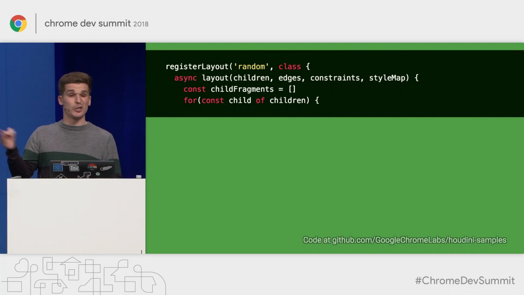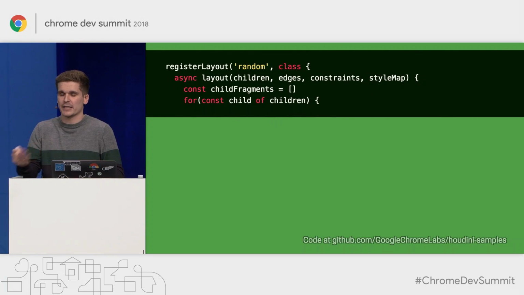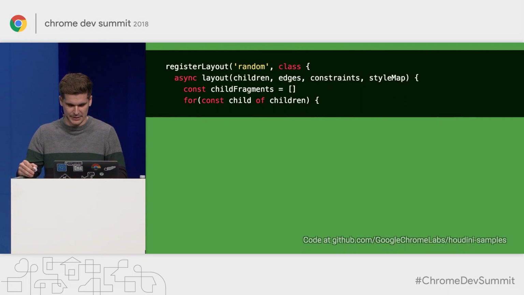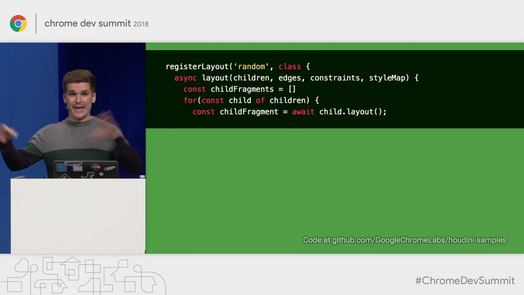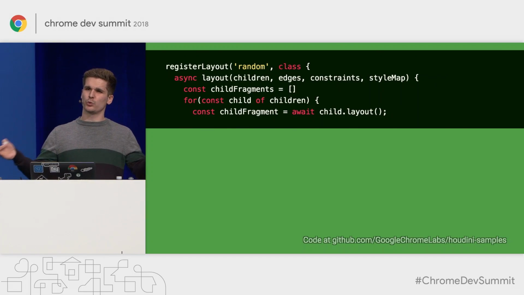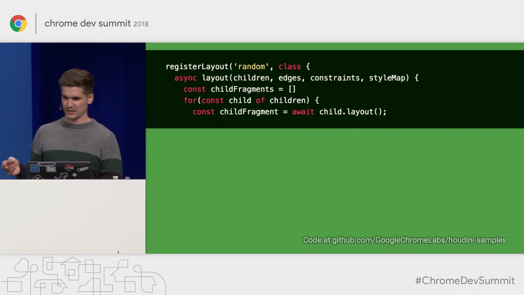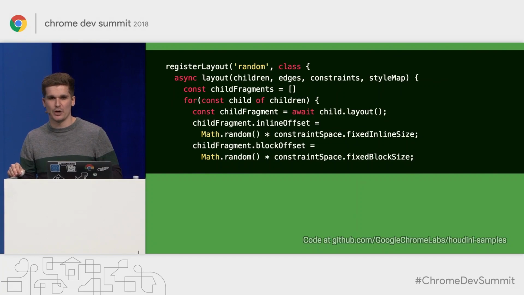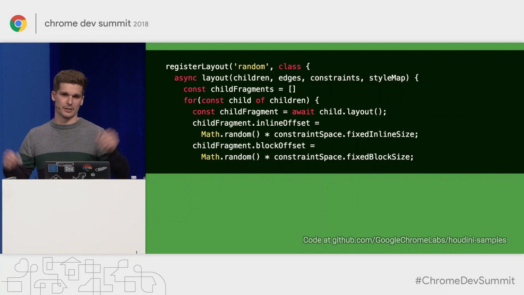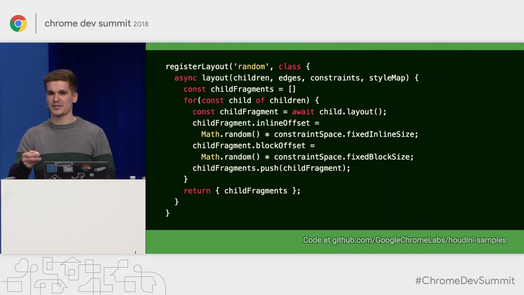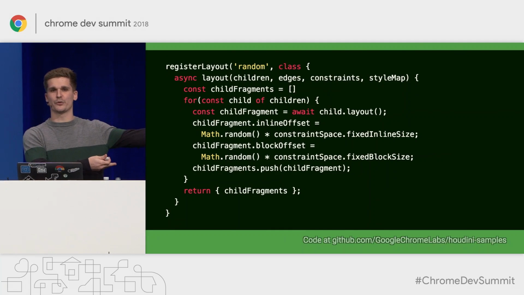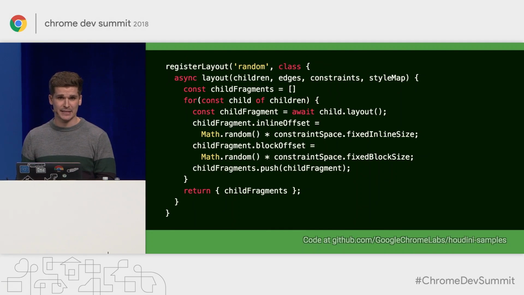So what I'm going to do is I'm just going to loop over all the children, all my child nodes that are on my custom layout element. I'm going to lay them out in empty space, basically asking how big would you be if you had no constraints. And then I'm just going to give them a random offset, basically giving them a random position within the rectangle that I occupy. And then I return this list to the browser saying, I did my layout, now please go forth and paint me. And that's exactly what the browser will do.